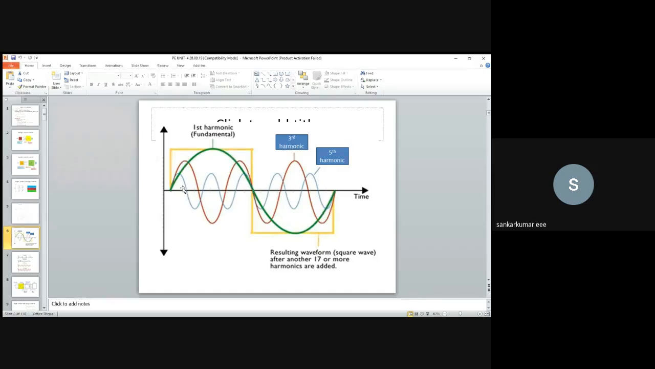So we have to extract only this sinusoidal waveform as the output. The remaining things are unwanted. That is the third, fifth, and up to nth harmonic that has to be filtered out. If all these are added, that will be the square waveform, and from that we have to obtain only the sine waveform.